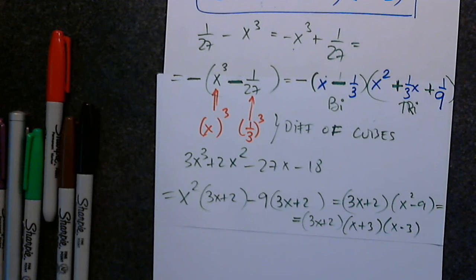So you group the first one with the third, and then you would group the second with the fourth. I chose to group the first two and the last two, but the answer is the same. It may be presented in a different order, but it doesn't matter. You may have it as x plus 3 times x minus 3 times 3x plus 2. So there's more than one way to get to the answer, but the answer is the same. I group the first two and the last two. You group the first and the third, and second and the fourth.